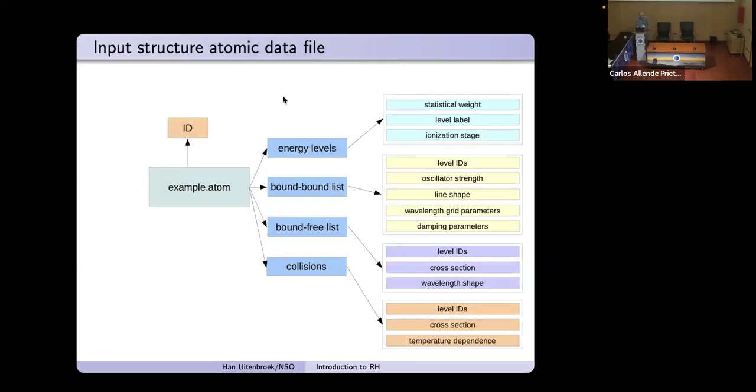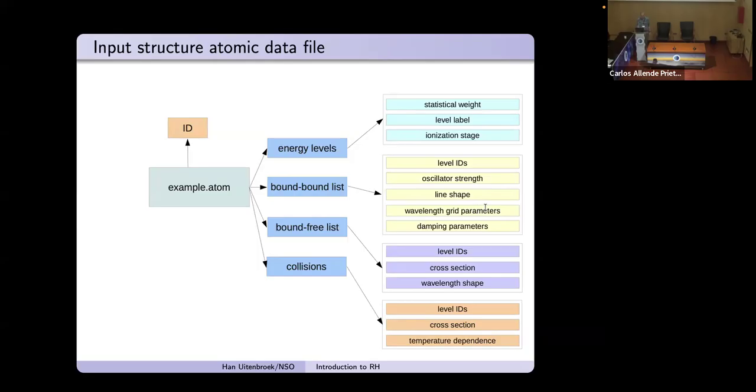Then each of these atom files has an ID, calcium, for instance. Then you specify the energy levels, the list of bound-bound transitions, the list of bound-free transitions, and the collisions. And for each of these quantities, different quantities are needed. For instance, the energy level needs a statistical weight, a level label, an ionization state specification, and of course the energy itself. For the bound-bound list, you need which levels specific lines are connecting, the oscillator strength, the line shape, whether you want to treat the line in PRD or CRD.